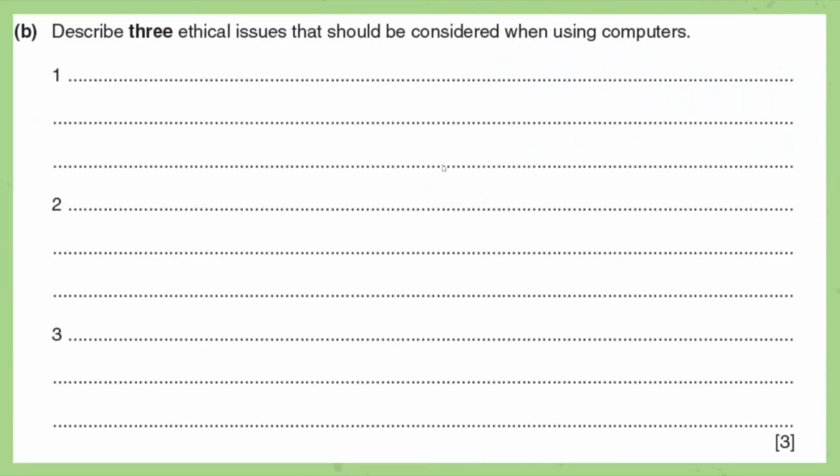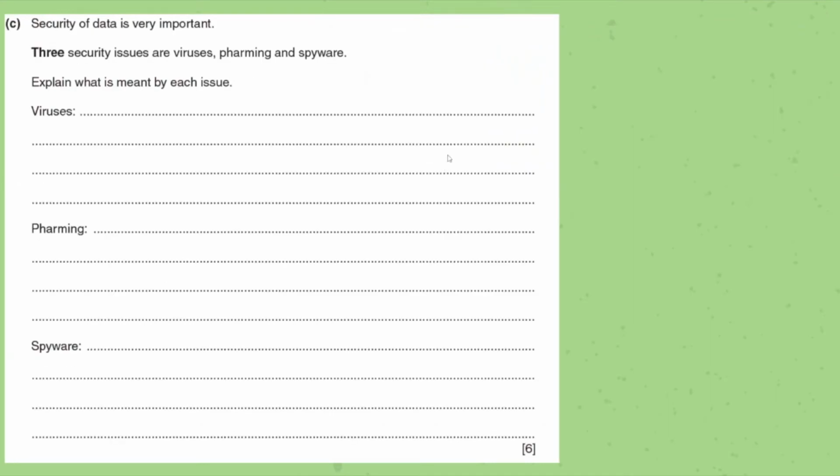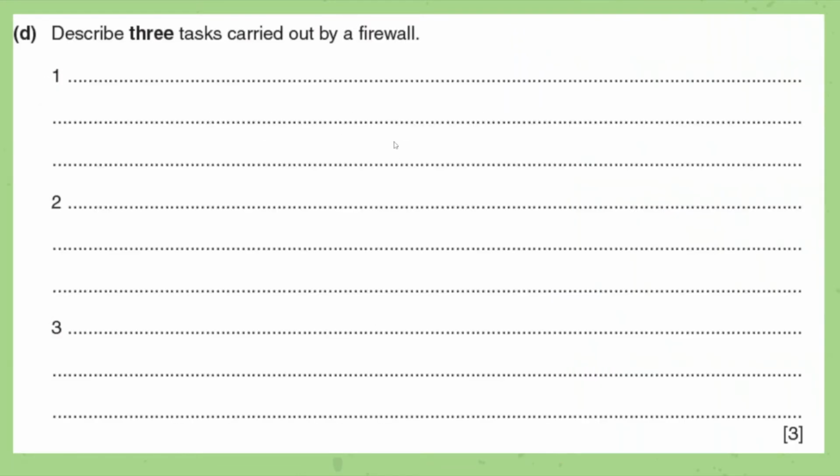Describe 3 ethical issues that should be considered when using computers. Security of data is very important. 3 security risks are virus, pharming, and spyware. Explain what is meant by each issue. Describe 3 tasks carried out by a firewall.